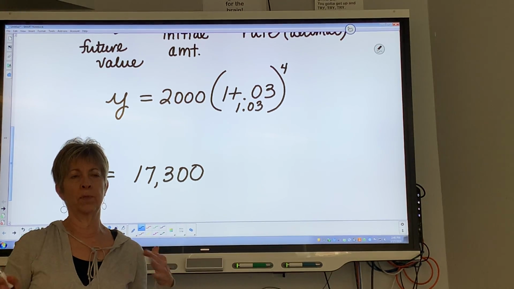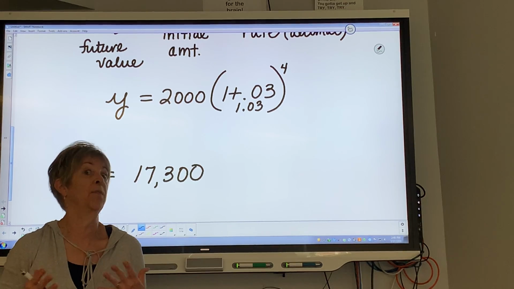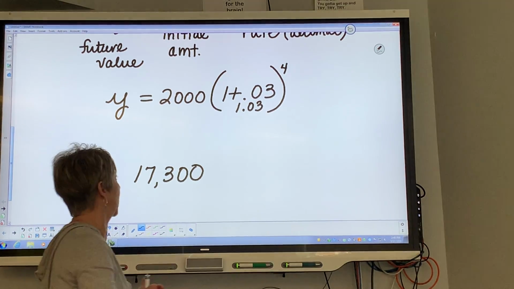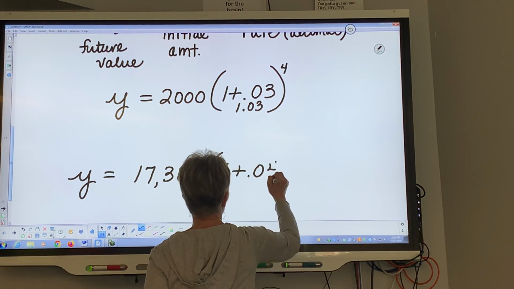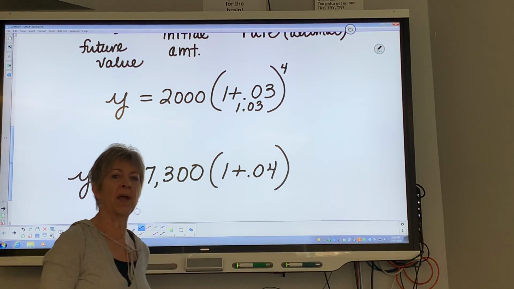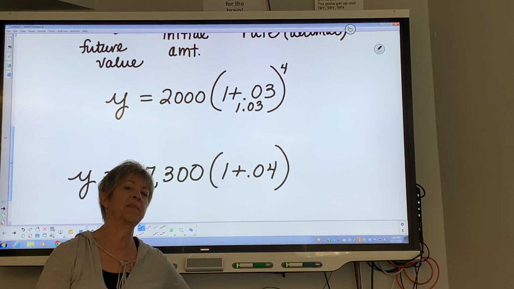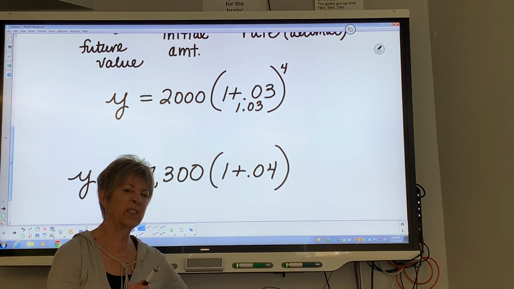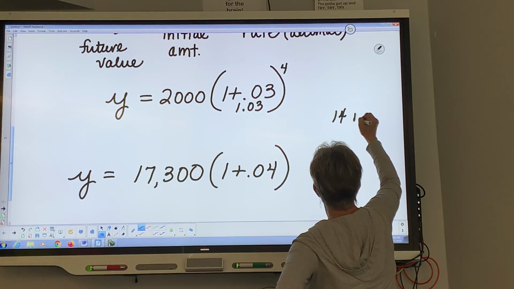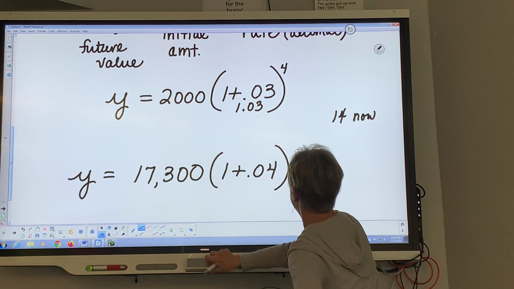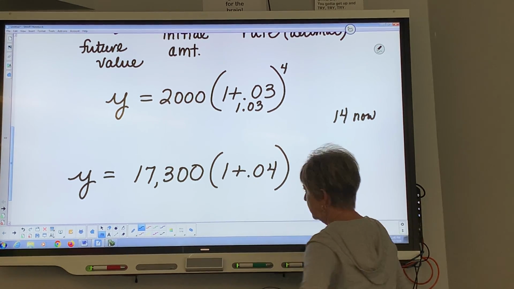And I would say over the last 10 to 15 years or more, it's been even 5% at times. So let's say it's going to grow at a rate of 4%. I'd like to find out what tuition's going to be when you guys have a son that comes to Ignatius. So let's just think about this. You're 14 now, I'm assuming. I know some of you are 15, but we'll do 14.